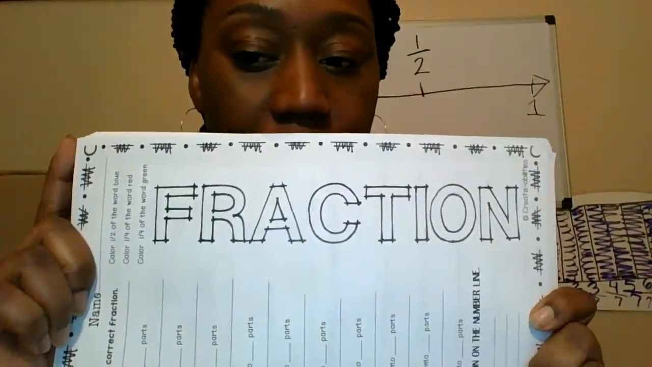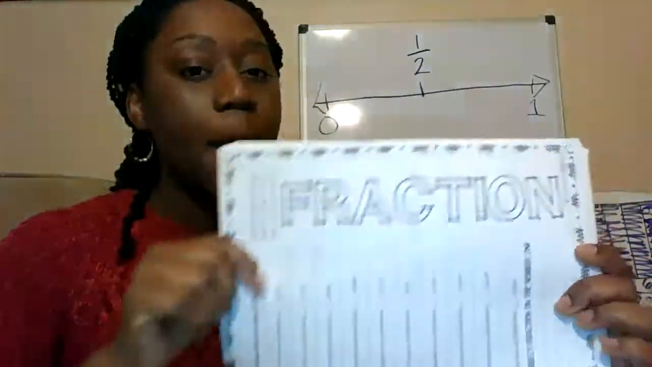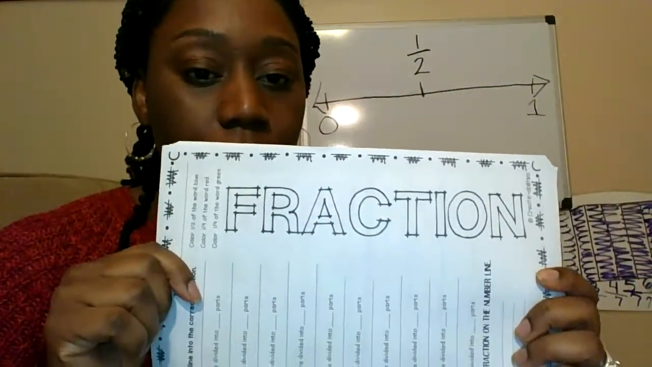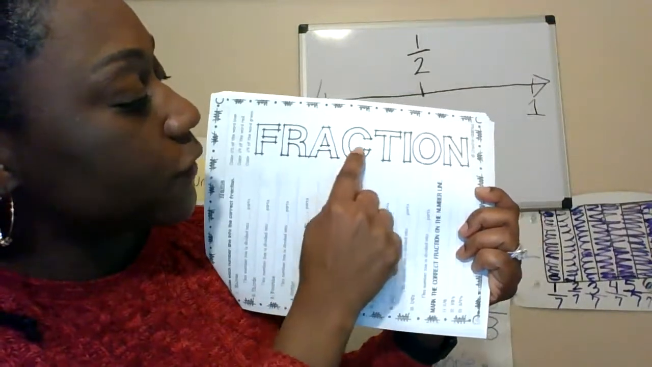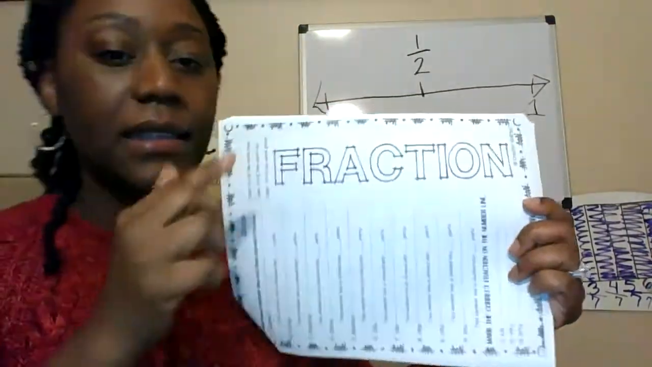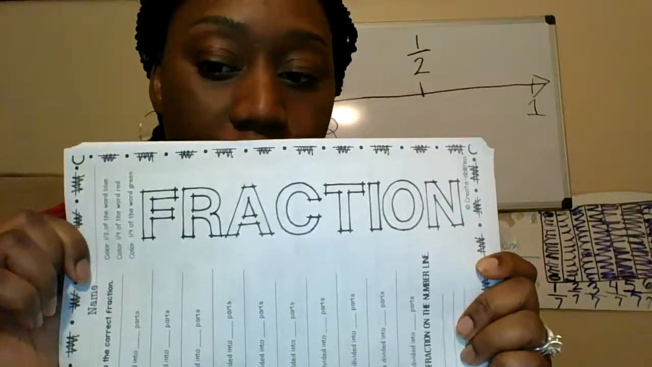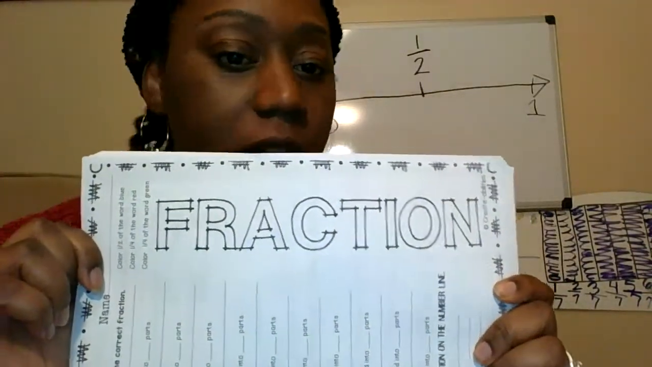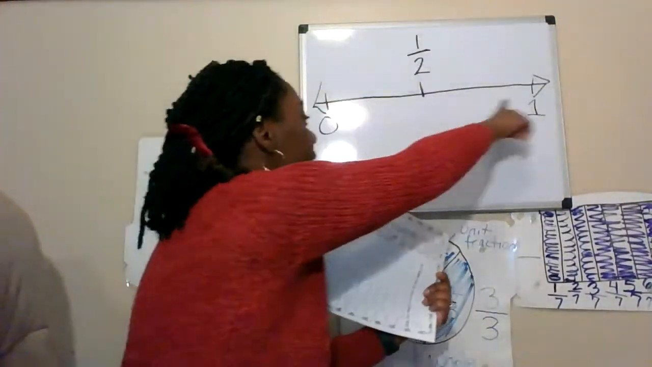I'm on the first page where it has the word fraction. Color 1/2 of the word blue. So we have 1, 2, 3, 4, 5, 6, 7, 8. There are 8 letters there. So what would be 1/2 of this word fraction? 1/2.